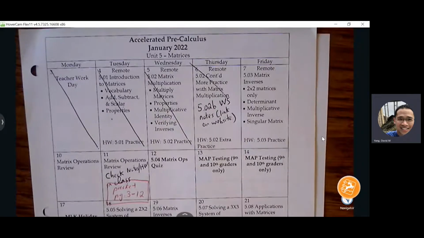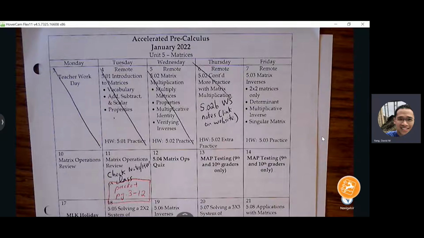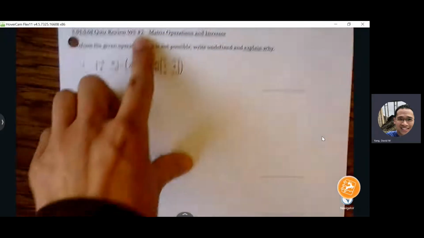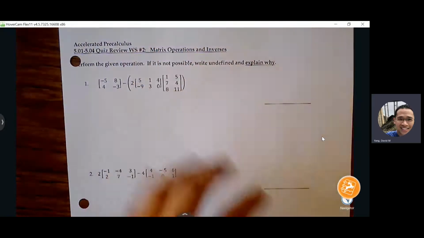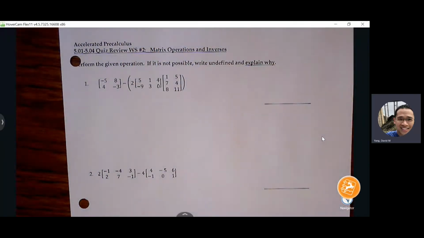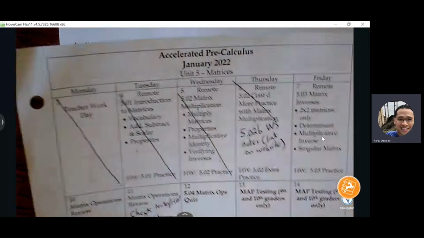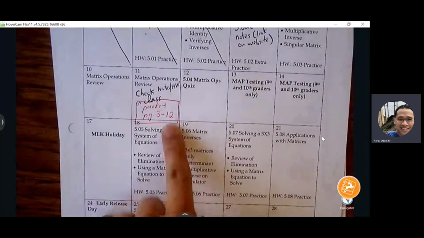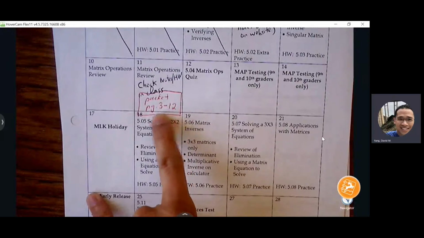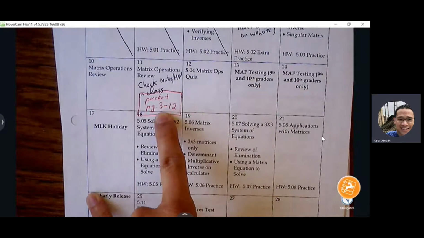All right. So today, near the end of class, I'm going to be checking a couple of things. I'll be checking your worksheet 2, which we're going to just go through. I'm going to have you guys work on the problems a little more independently, but I'm still going to go through the answers with you. And also, I'm going to be checking your packet, page 3 through 12, by the end of class. That'll be for class credit.